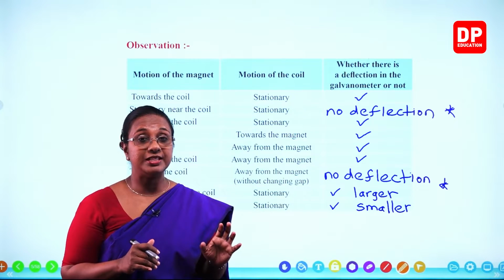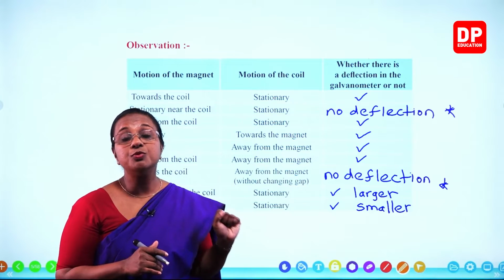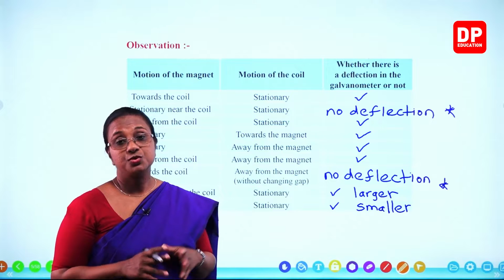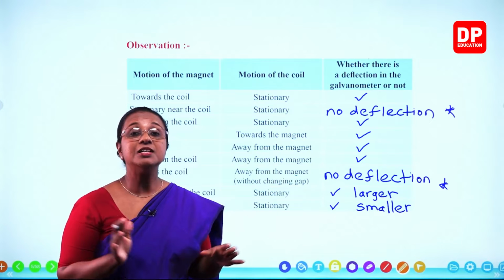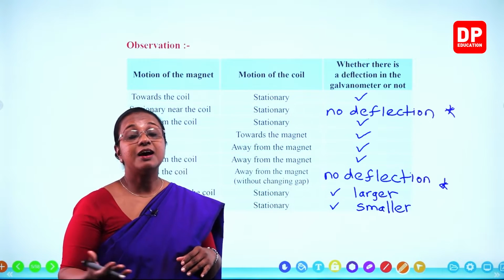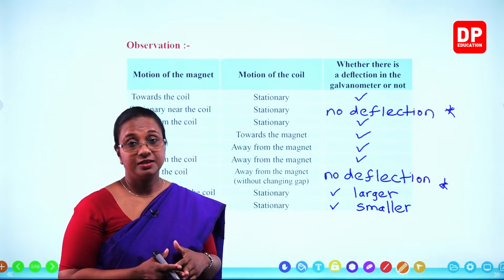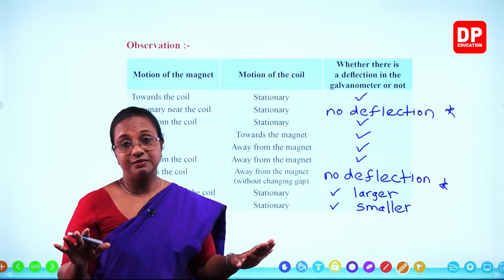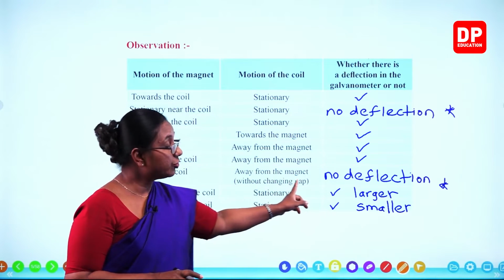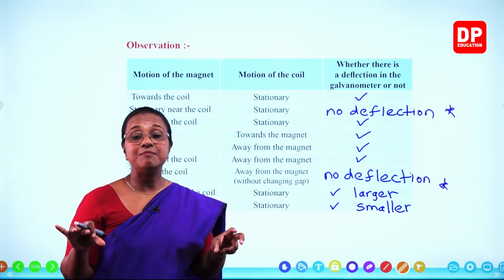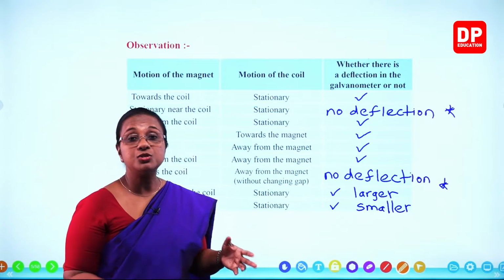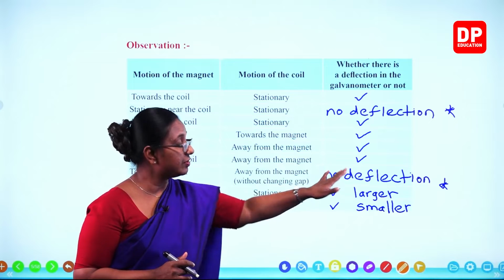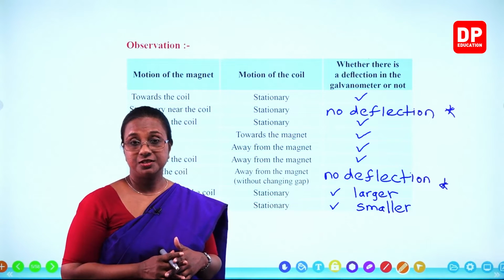You were able to see that. So, only when there is movement either by the magnet or the coil. When the magnetic field lines were changing, varying, there was current generated. When both of them were stationary, there was no change in the magnetic field. The same way, when both of them were moved with the same, fixed gap, then also there is no change in the magnetic field. So, because of that, there was no deflection.